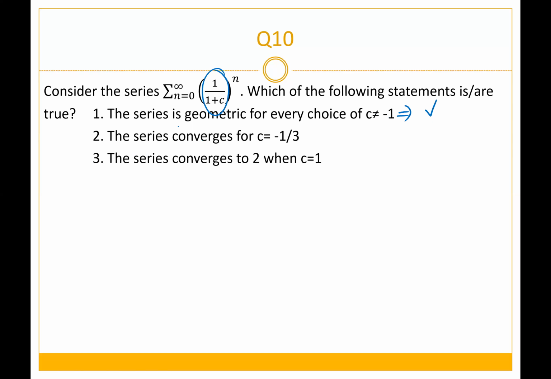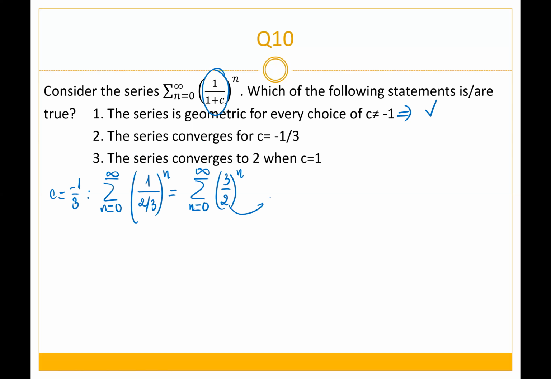Now second, the series converges for c equal to -1/3. So when c equals -1/3, our series becomes 1 over (2/3) to the n, which is going to be the series sum of (3/2) to the n. If you look at the fraction inside, 3/2 is bigger than 1. And so we conclude that this series is going to be divergent by the geometric series test. And so the second statement is wrong.